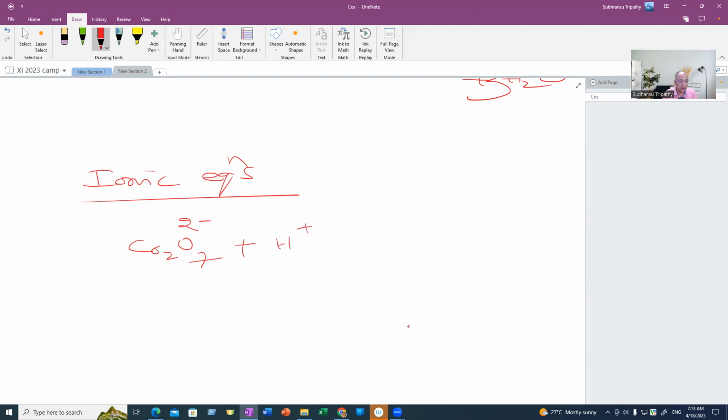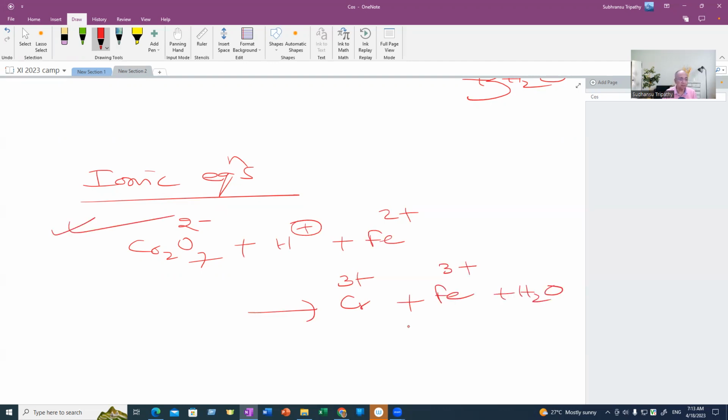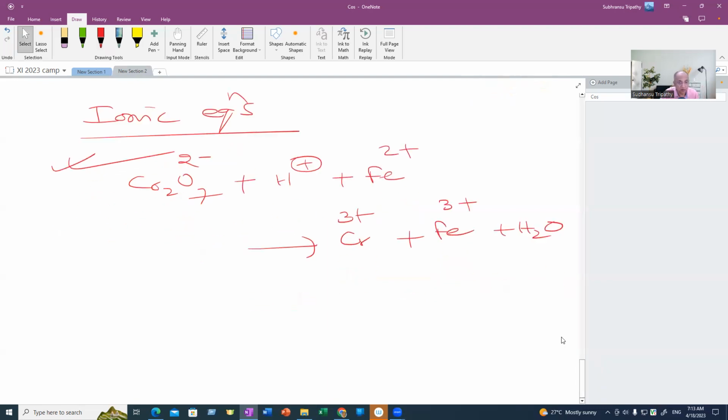Dichromate, in acidic medium we have H plus ion and we have ferrous ion, and the products are chromium 3 plus ion and ferric ion and water. We are going to balance this equation, the ionic equation.